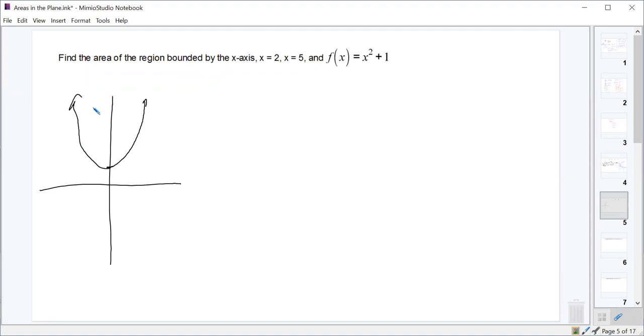Does that parabola ever cross through the x-axis? No, definitely not, right? So all we have to do is integrate from 2 to 5. And that should be our area. So this one is incredibly straightforward. All we want to do is integrate from 2 to 5, our f of x function, x squared plus 1 dx. And what do we get if we integrate x squared plus 1?